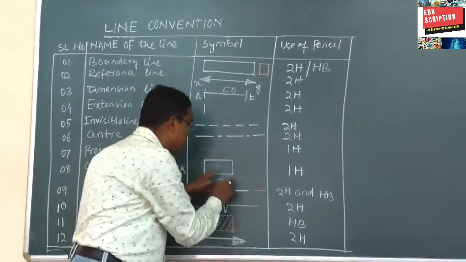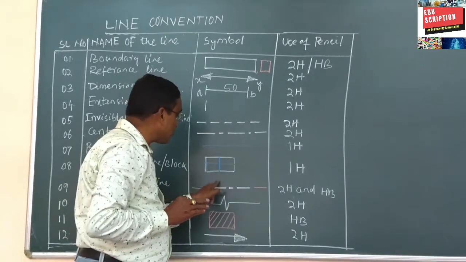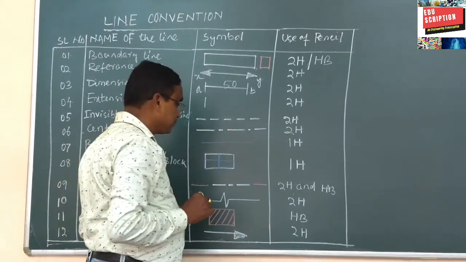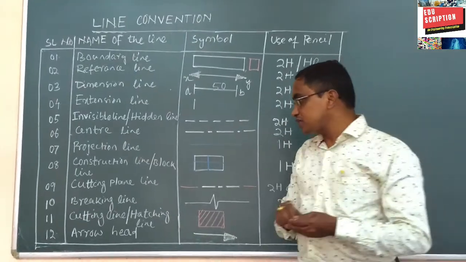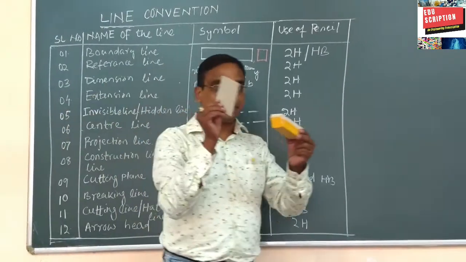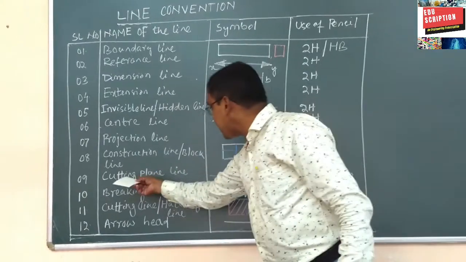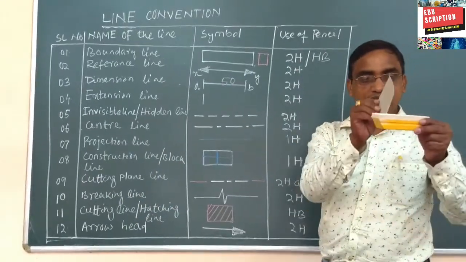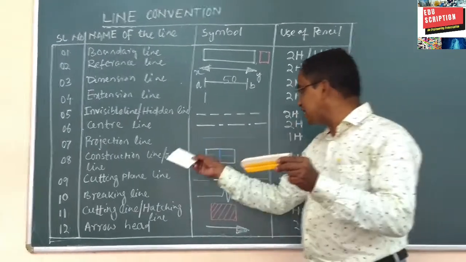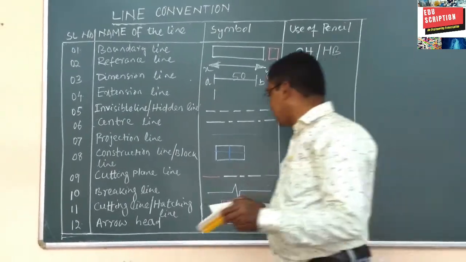These are the construction lines or block lines. Suppose this is our total area and I want to divide it into 4 blocks, 1, 2, 3, 4. For that I will use a 1H pencil. Cutting plane line means, suppose this is the duster and I want to cut it with the help of a saw. This saw is the cutting plane line. In engineering drawing, the cutting plane line is like this, and that indicates the saw shape.